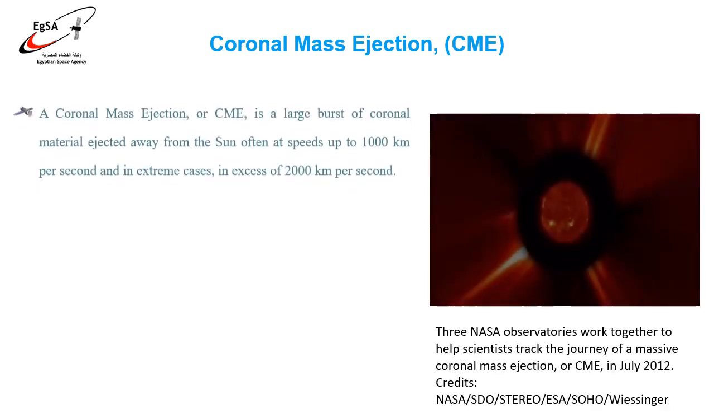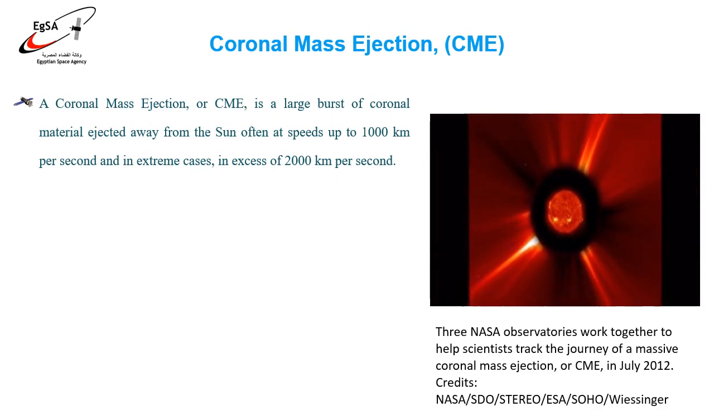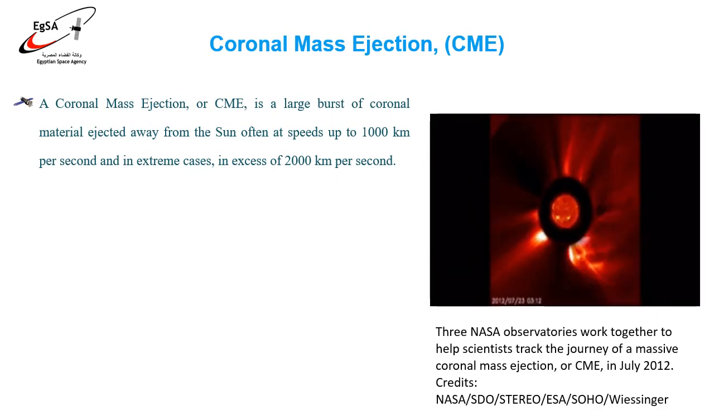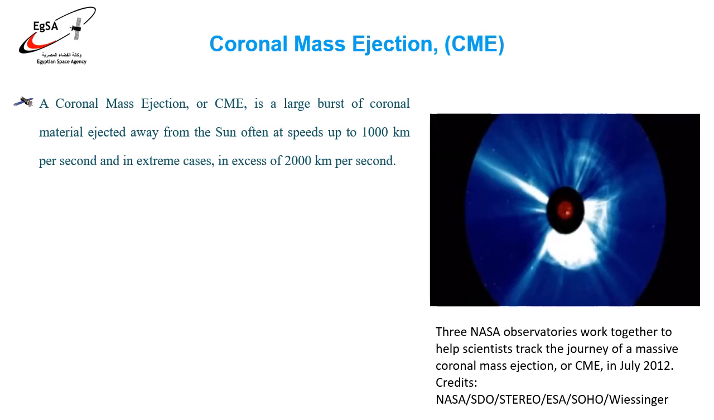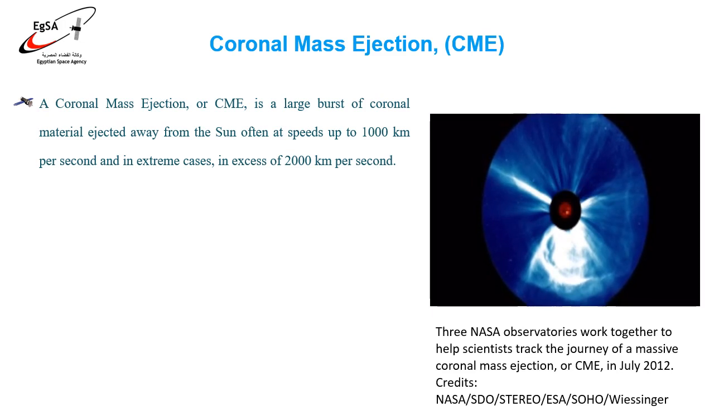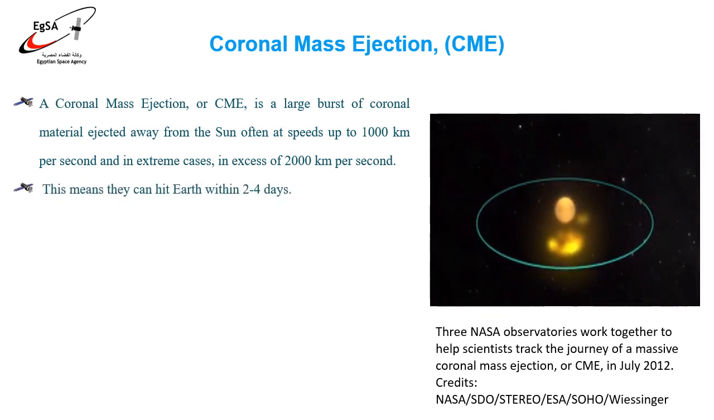The third type of solar activity is coronal mass ejection, CME. A coronal mass ejection, or CME, is a large burst of coronal material ejected away from the Sun, often at speeds up to 1,000 kilometers per second, and in extreme cases in excess of 2,000 kilometers per second. This means they can hit Earth within 2 to 4 days.